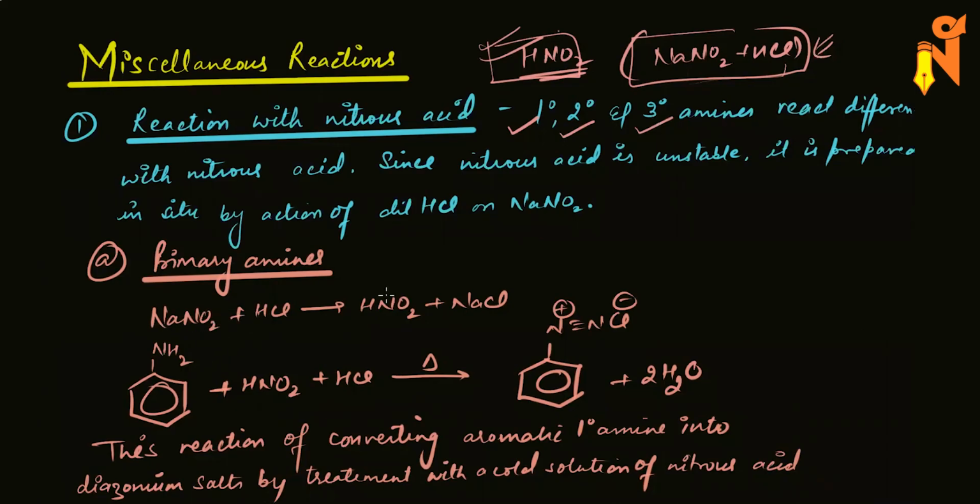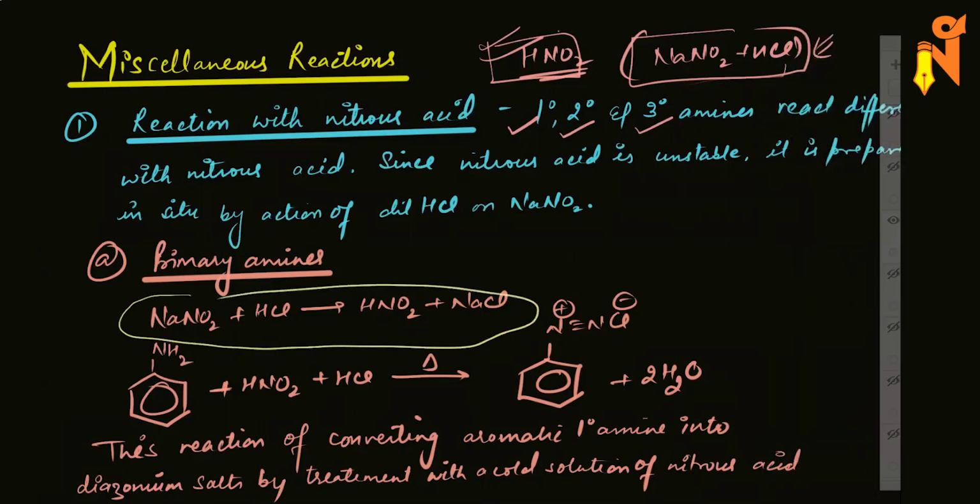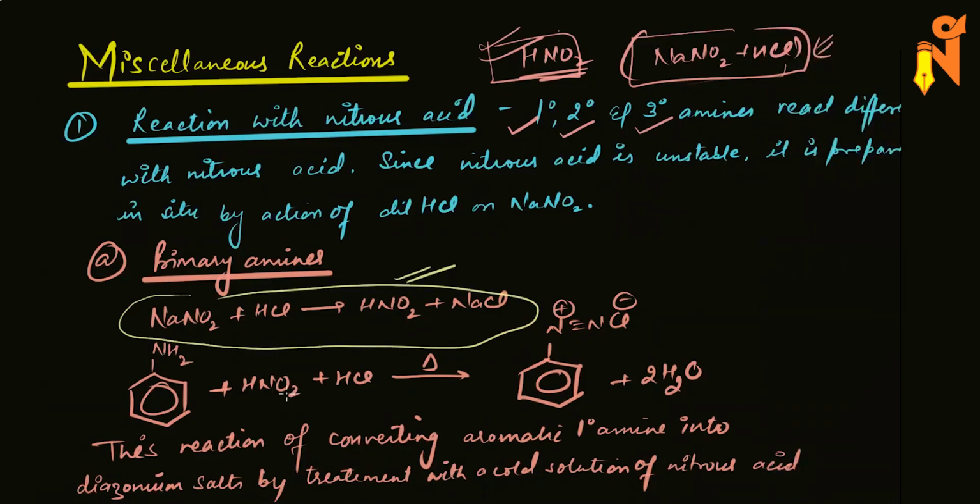As I mentioned, HNO2 is unstable, so it is always prepared in situ. NaNO2 and HCl are being prepared in situ over here. Now, when the reaction takes place, your aniline will get converted into diazonium salt, which we have already discussed before. We have discussed this in the alcohol chapter and in the haloalkane chapter, and the loss of water takes place. Now, this reaction, as I said, is called the diazonium reaction.